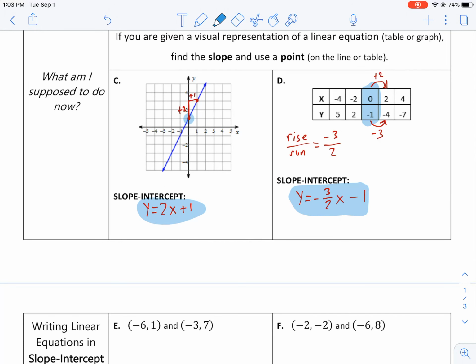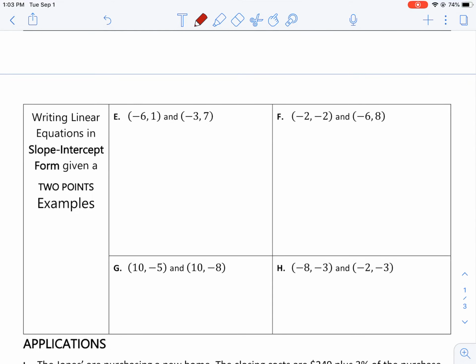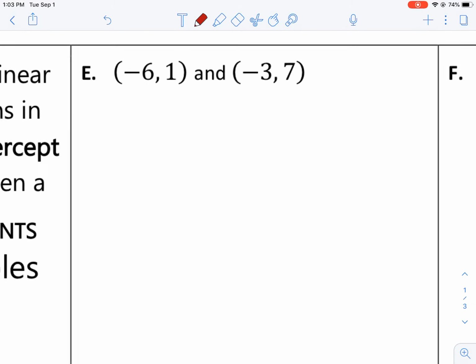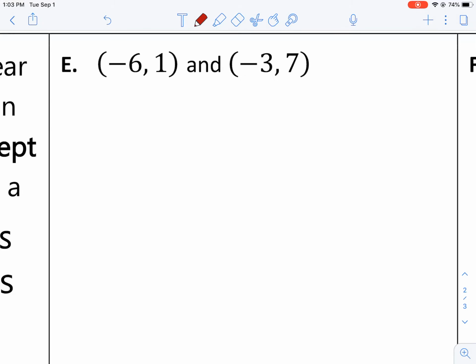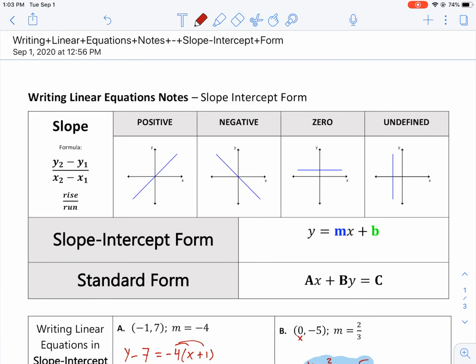So next we're going to move on to a couple more. So again, we did this yesterday. So we're going to talk about when you just have 2 points, what do you do? Well, whenever you just have 2 points, all right, that's when you got to use your slope formula. All right, your slope formula is up here.